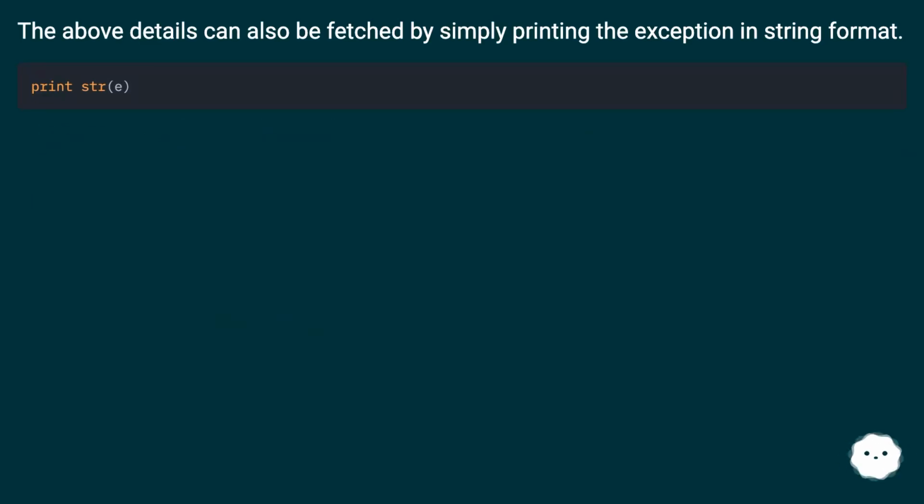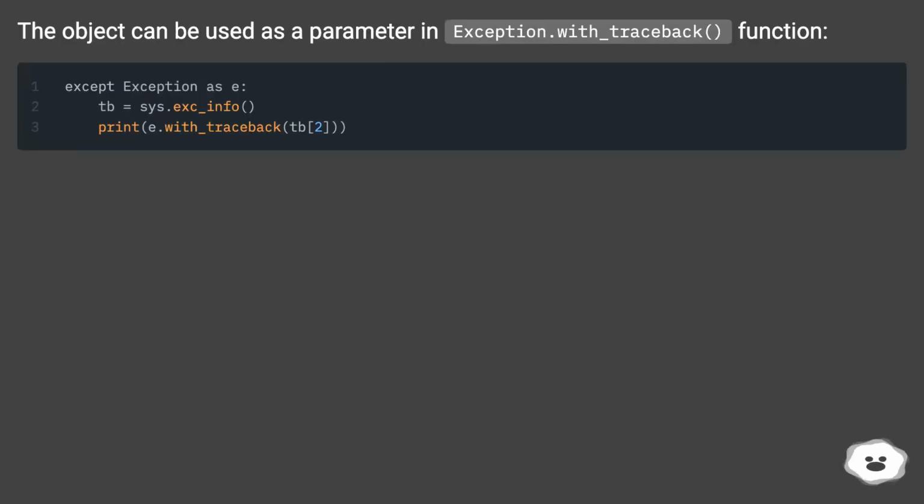The above details can also be fetched by simply printing the exception in string format. The object can be used as a parameter in the exception.with_traceback function.